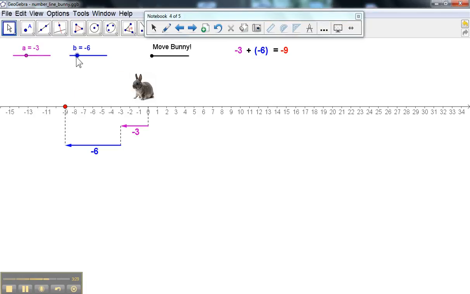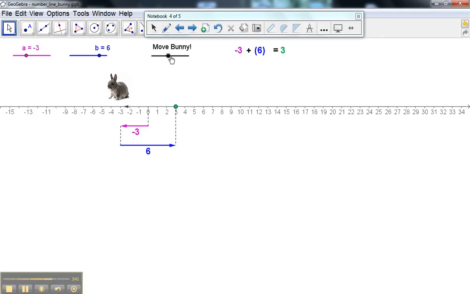If we start at negative 3 and we add positive 6, what happens? Well, going in the negative direction, 3 spaces, 1, 2, 3, then 1, 2, 3, 4, 5, 6. So we've moved 3 in the negative direction, then 6 in the positive direction. We wind up right here at positive 3.